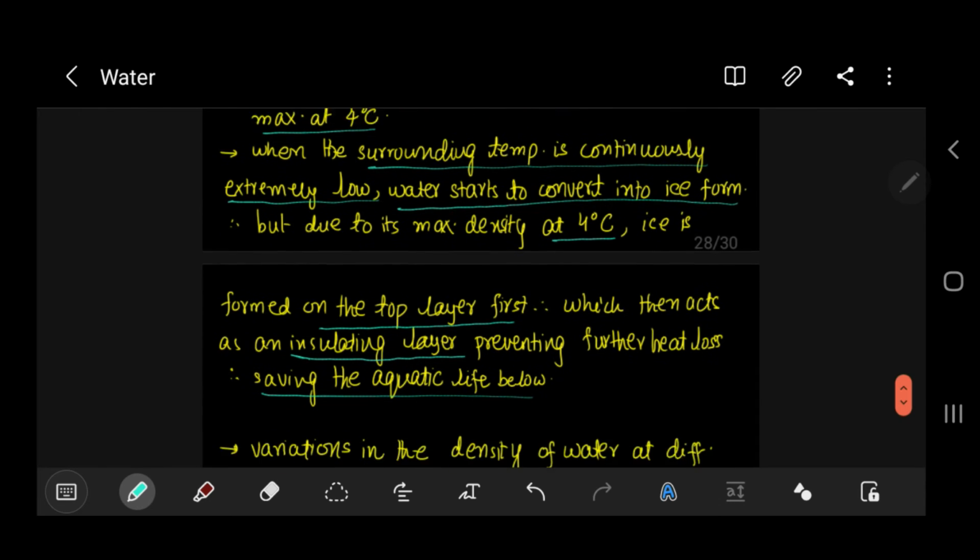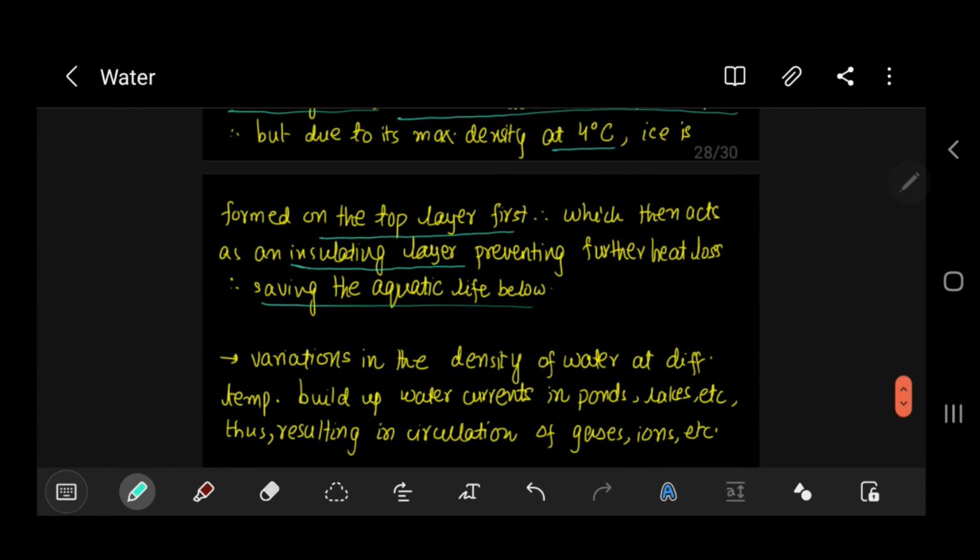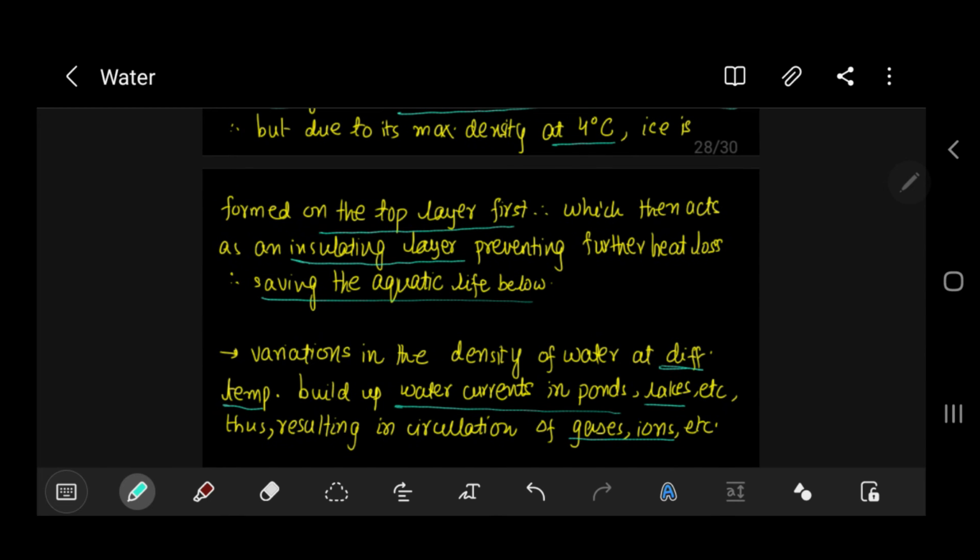Let's move on. Another point is the variation in density of water at different temperatures. At different temperatures we have different densities of water. This builds up water currents in ponds, lakes, etc., and this results in the circulation of gases and mineral ions. It's like a properly circulated mechanism where everything is properly distributed due to this property of water. Okay, moving on.